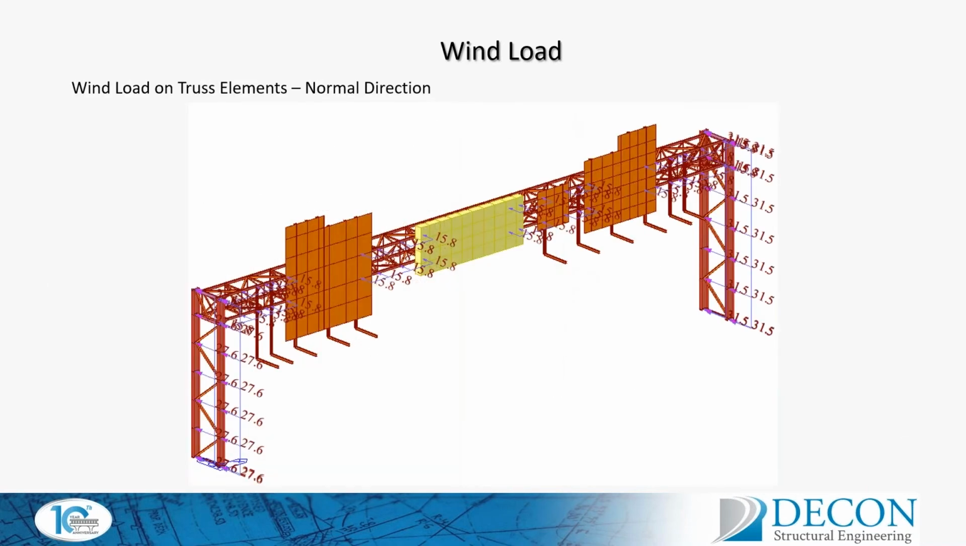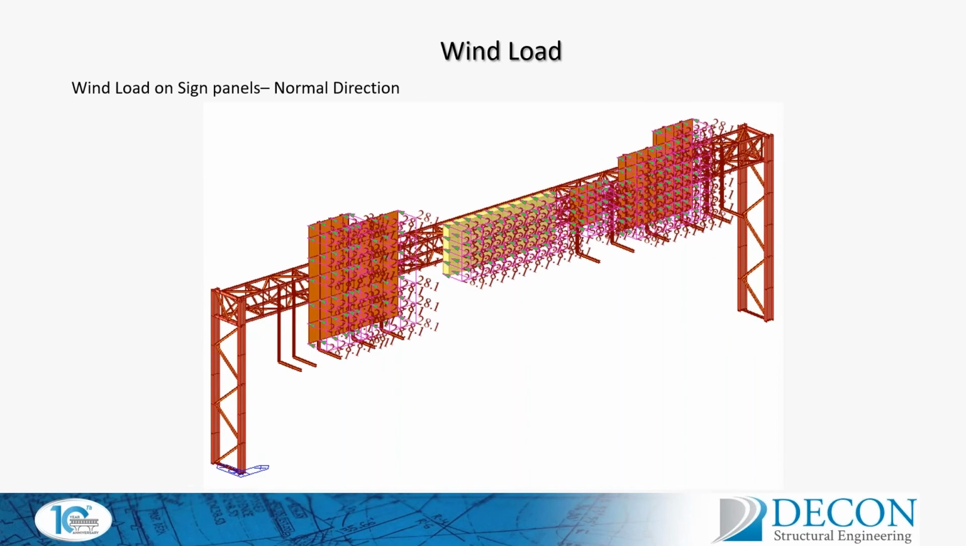So this picture shows wind load on truss elements in the normal direction. You can see we have applied wind loads on each side of the truss supports, and also we have applied wind loads to the exposed truss elements in between the sign panels. All these loads are applied using the beam element loading option.